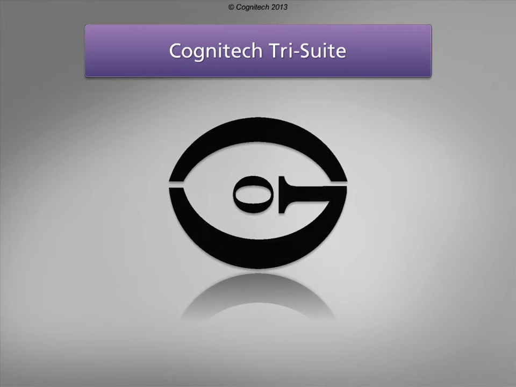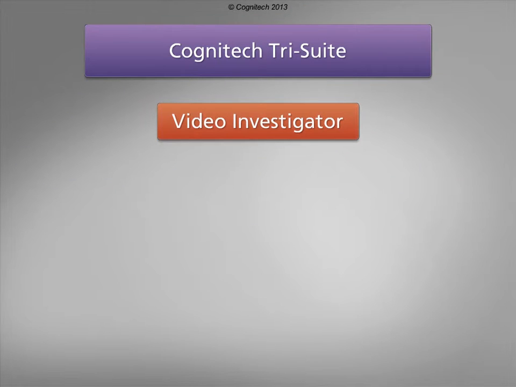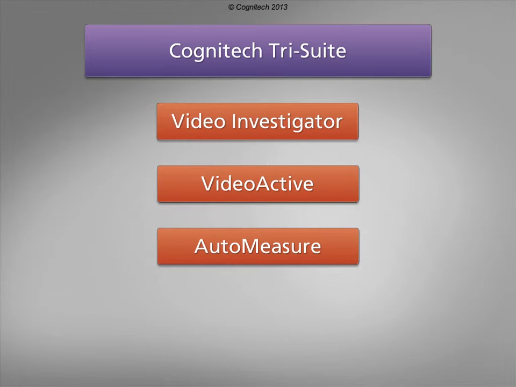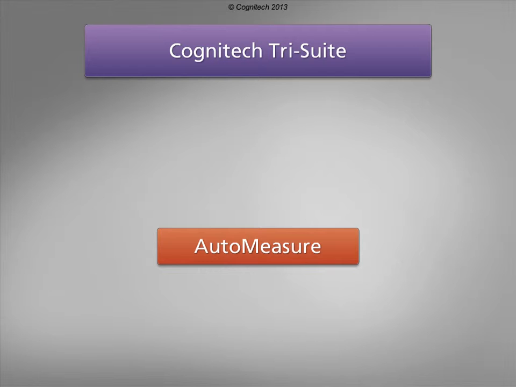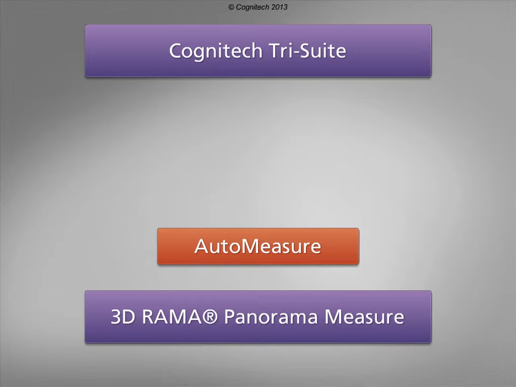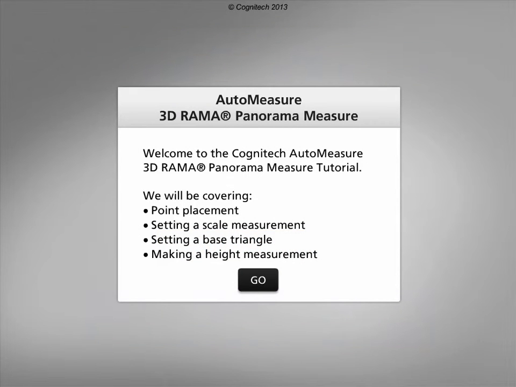The Cognitech Tri-Suite software package includes Cognitech Video Investigator, Cognitech Video Active, and Cognitech AutoMeasure. AutoMeasure is Cognitech's comprehensive image processing platform for accurately measuring objects or people. One of AutoMeasure's newest functions, 3DRAMA Panorama Measure, will be covered in this interactive tutorial. Welcome to the Cognitech AutoMeasure 3DRAMA Panorama Measure tutorial.